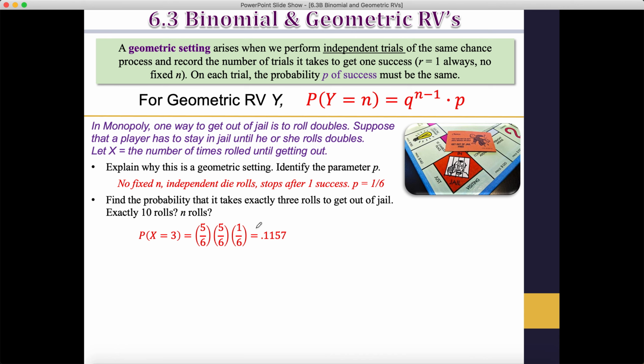So we take the probabilities of these events and multiply them together, and we end up getting like 12%. If I want to know the probability of it taking 10 rolls to get doubles, that would be very unlikely. That would imply 9 failures followed by a success finally. And it ends there because we're done after we get our one success. That's how we define geometric settings. That occurs 3% of the time.